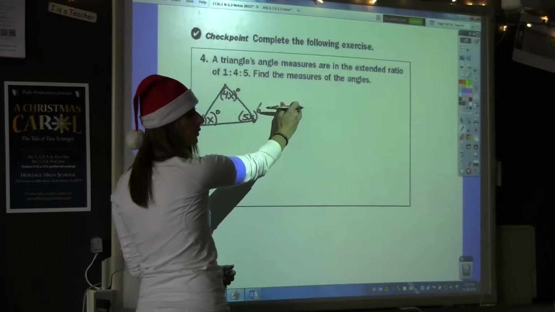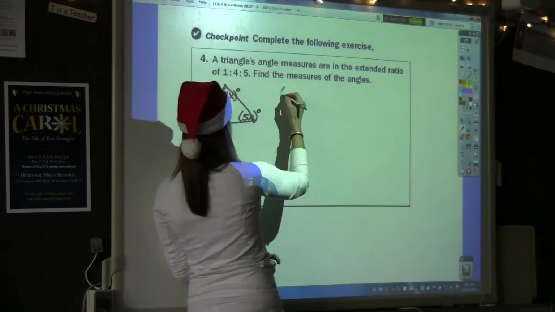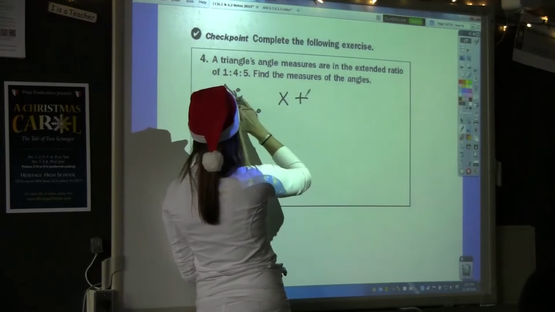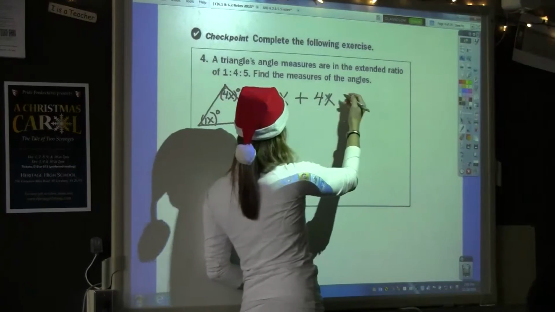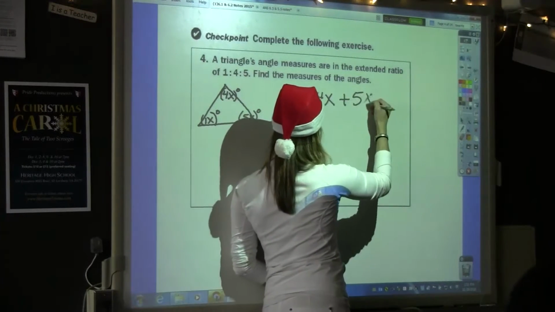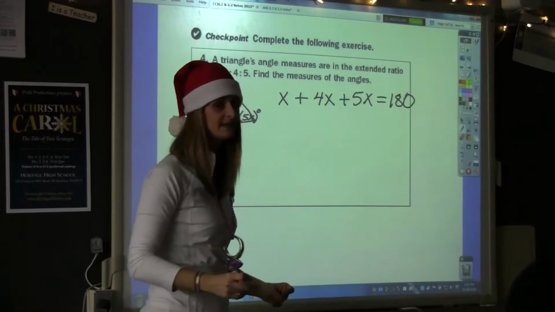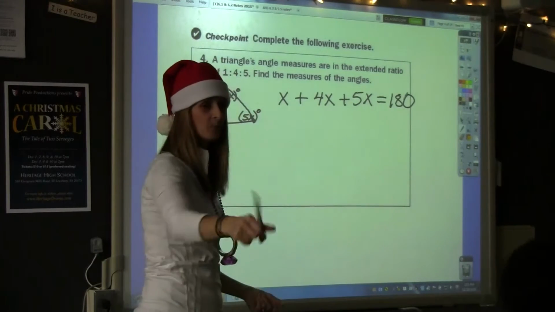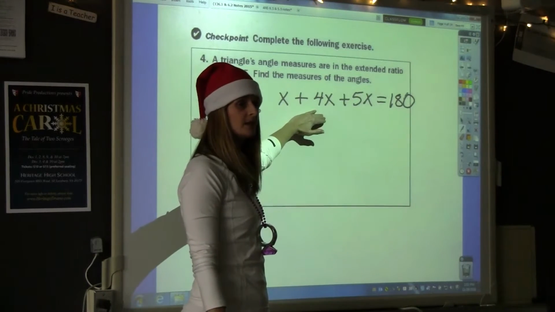So I'm going to write this as an equation. So 1x, I'm just going to write x, plus 4x, plus 5x. When I add all those interior angles up, I should get 180. So how many total x's do we have here when we combine the like terms?